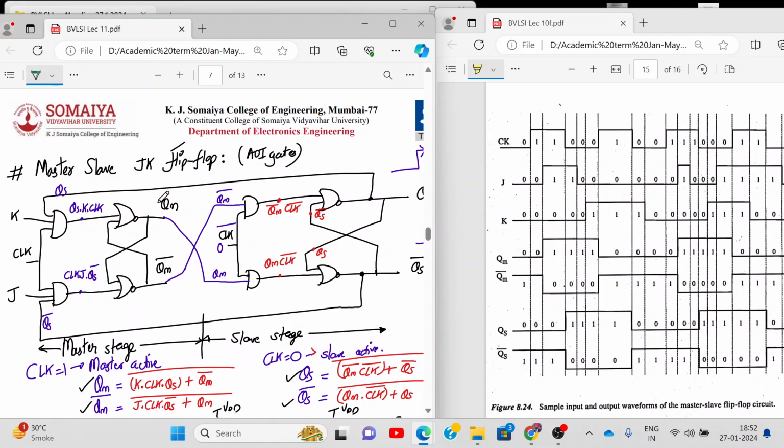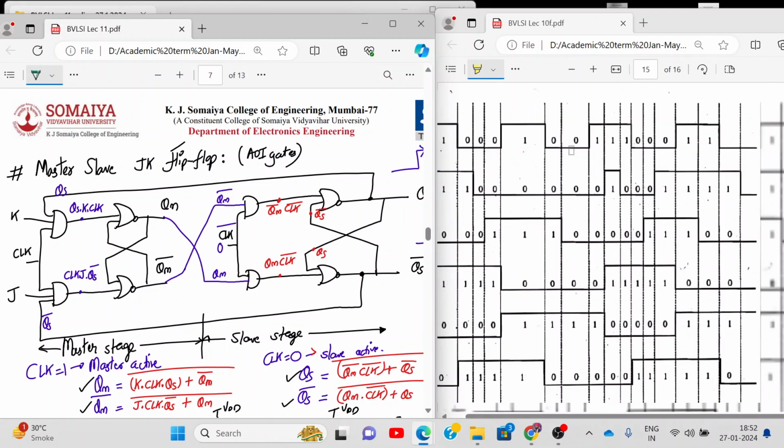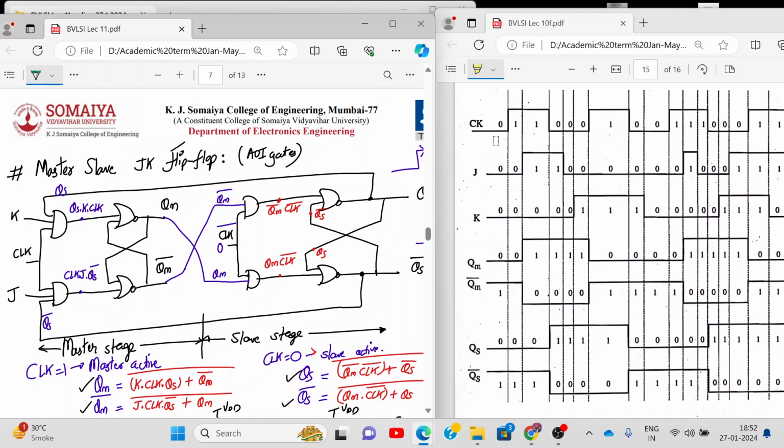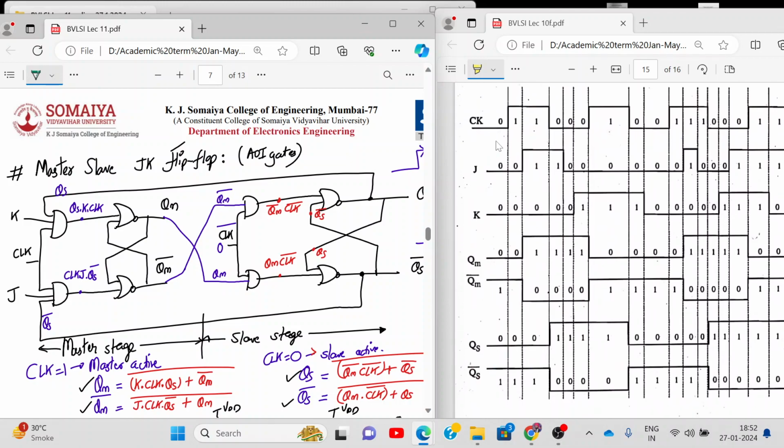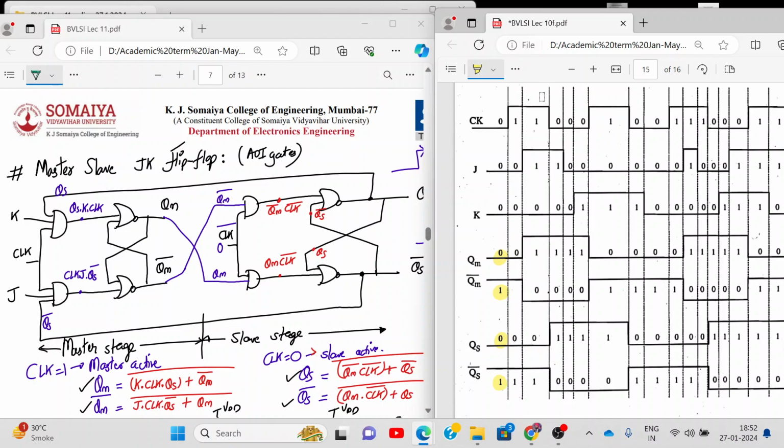Okay. Now let's see this first case. Clock is 0. Listening? Yes, sir. Clock is 0. Let's say the previous state is J and K is 0 0. So what should be the output? Previous state, right? Let's say the previous state right now is 0 1, and the slave state will also be 0 1. So far so good. Okay. Now clock has become 1. J and K is 0 0. So what should it do? It should hold the state, right? Yes. So this will be 0 1 and 0 1. Second also clear?